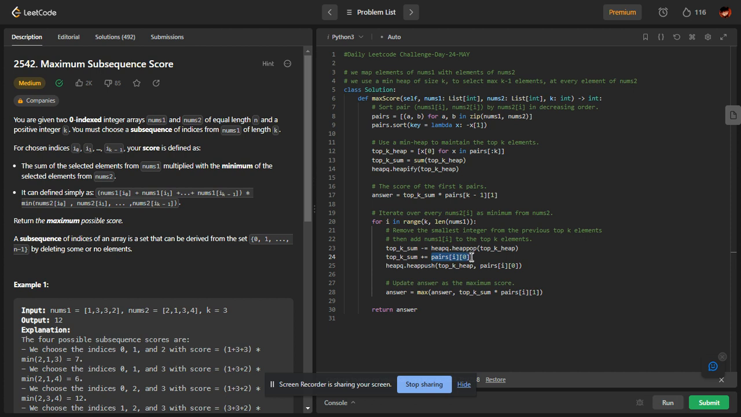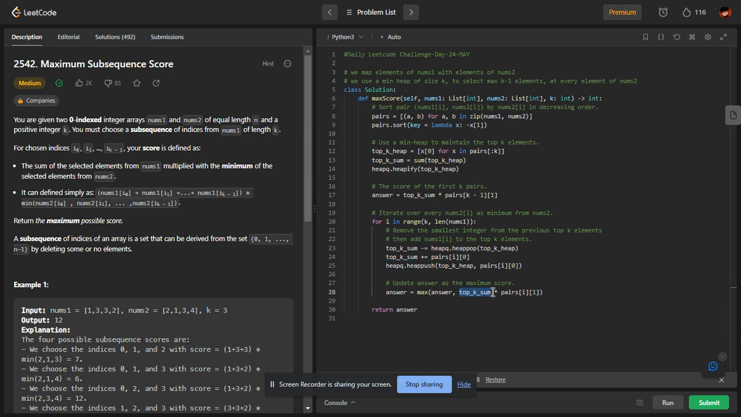The ith element of nums1 should be included. That's what we are doing here. Now I am including that element in the heap also, right? Now I have to find the answer. How to find the answer? The top k sum, which I have already updated here. Take the top k sum.